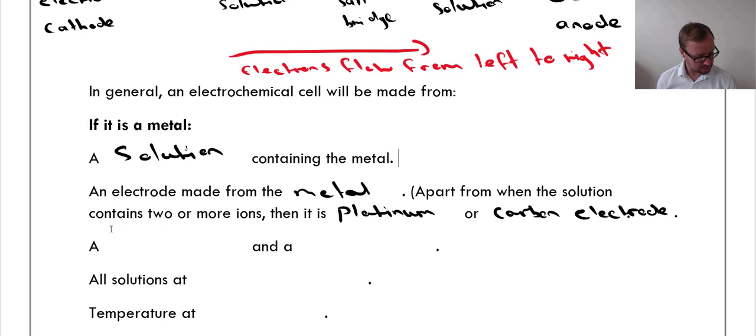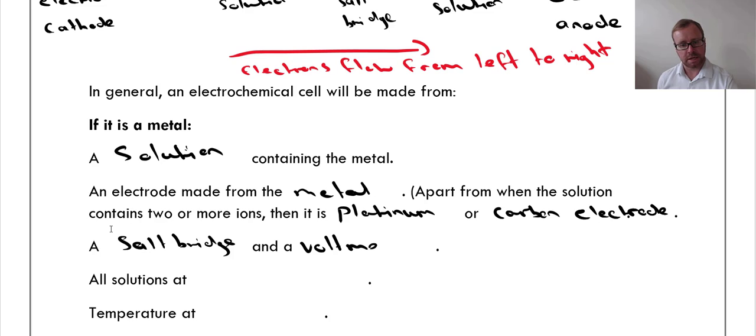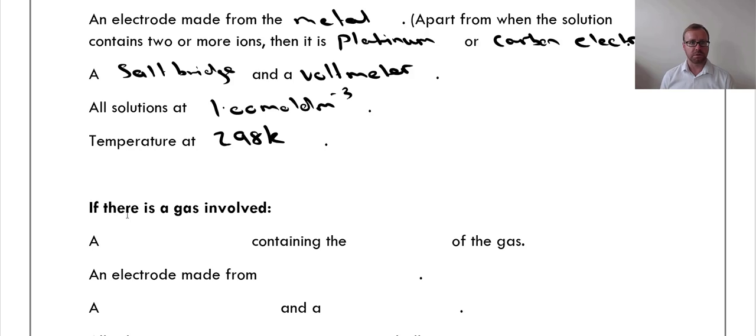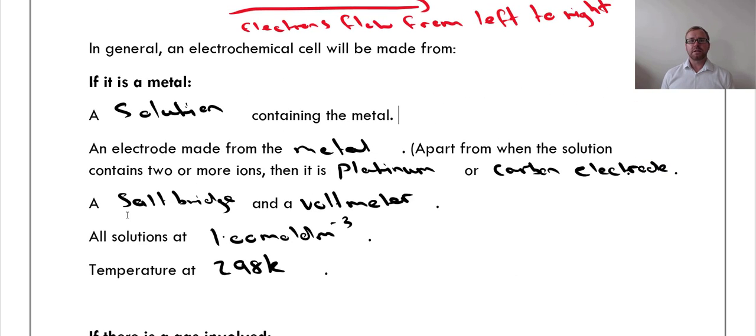Okay, we also need a salt bridge and a voltmeter, and all solutions at 1 mole dm-3, temperature at 298 Kelvin. So when you're in the exam, you have to draw these electrochemical cells and you have to include all of these details. A lot of students miss something out and they're silly marks to miss out.